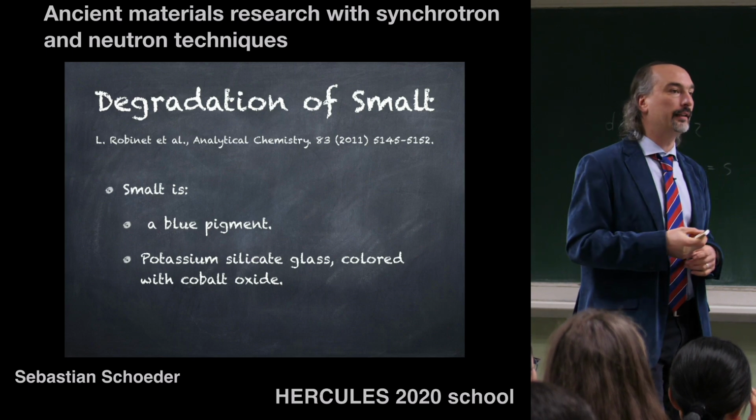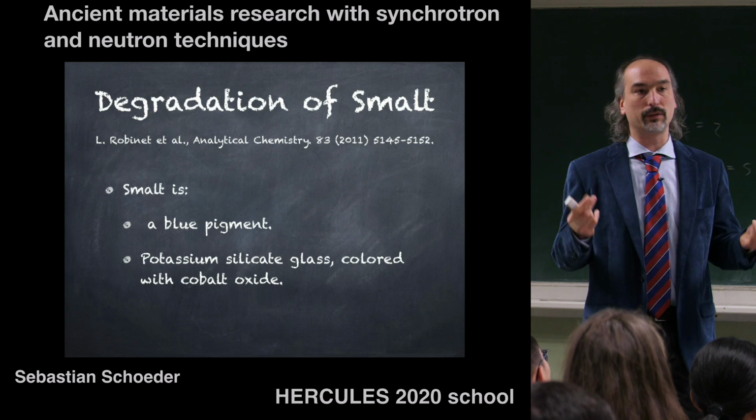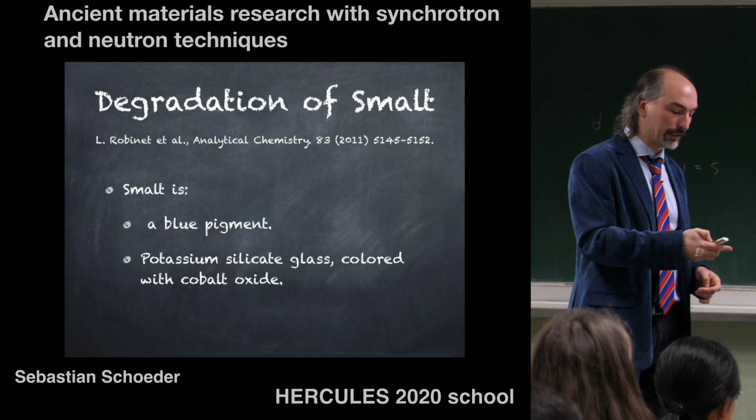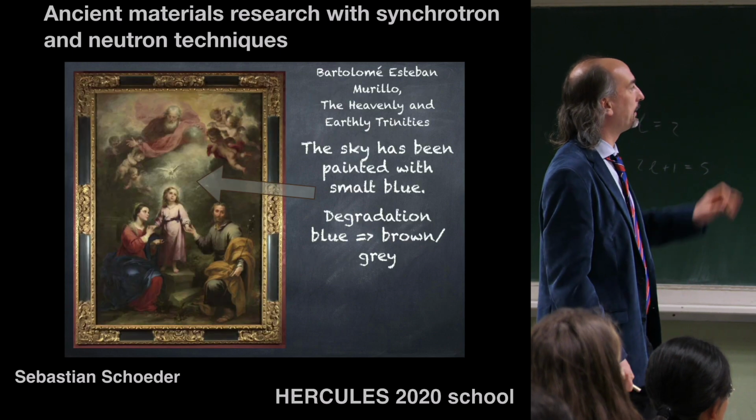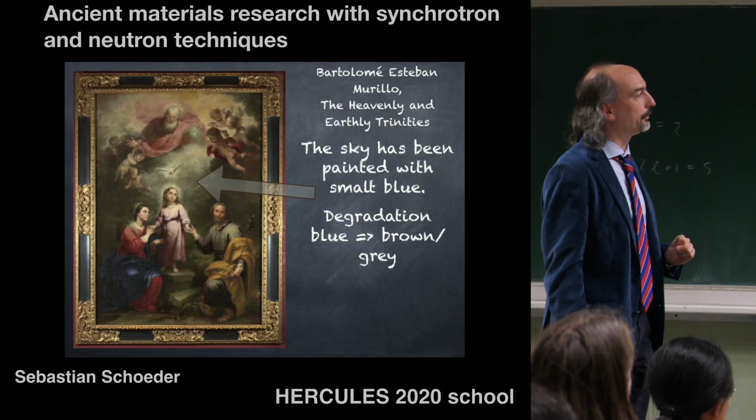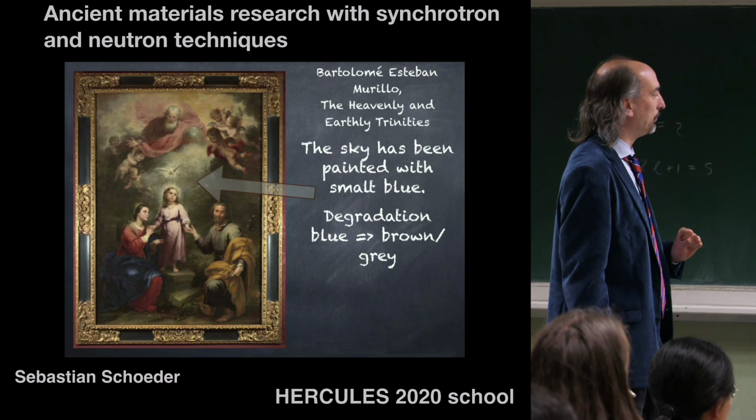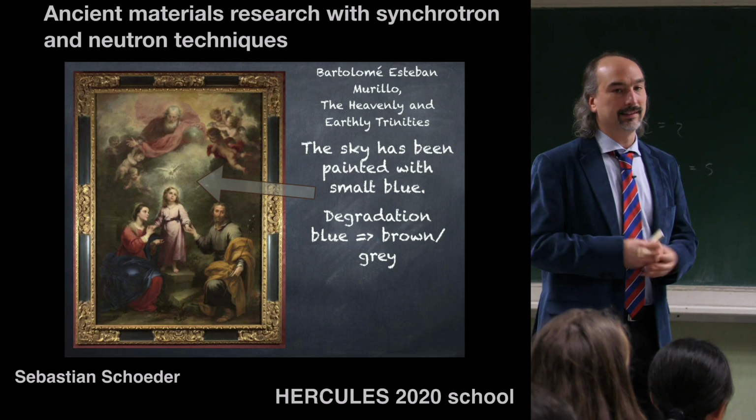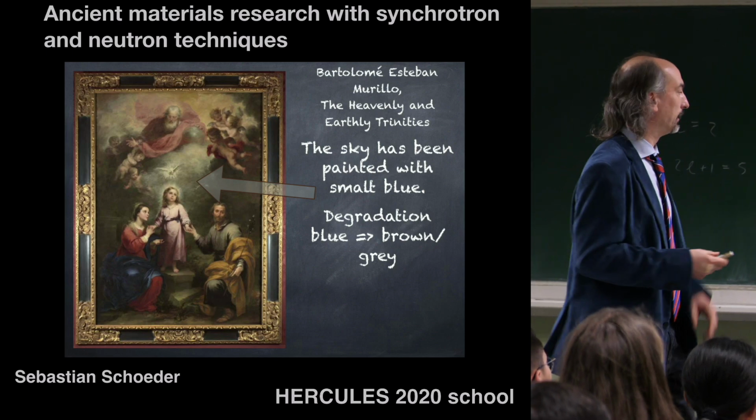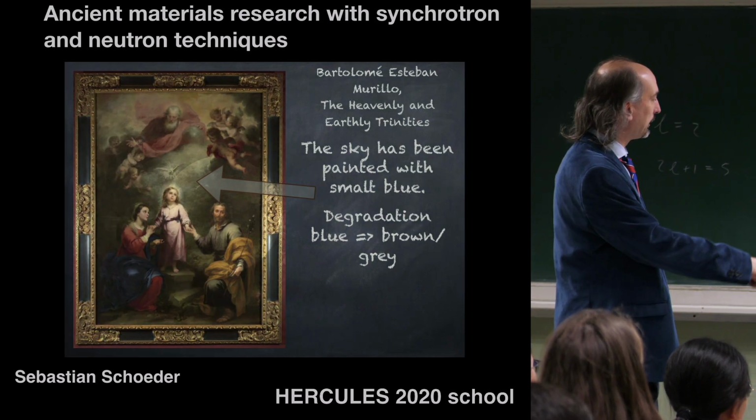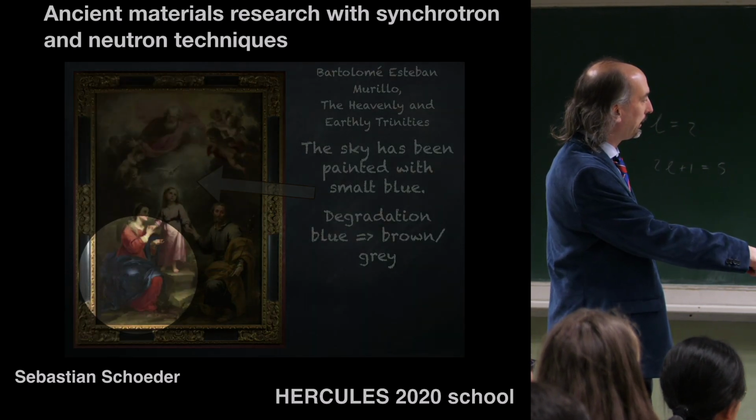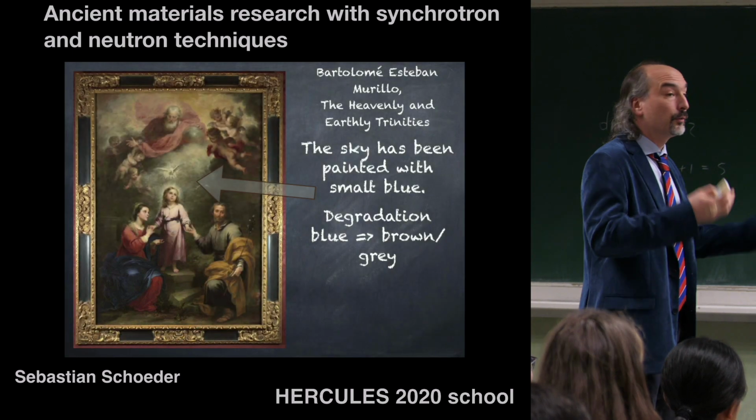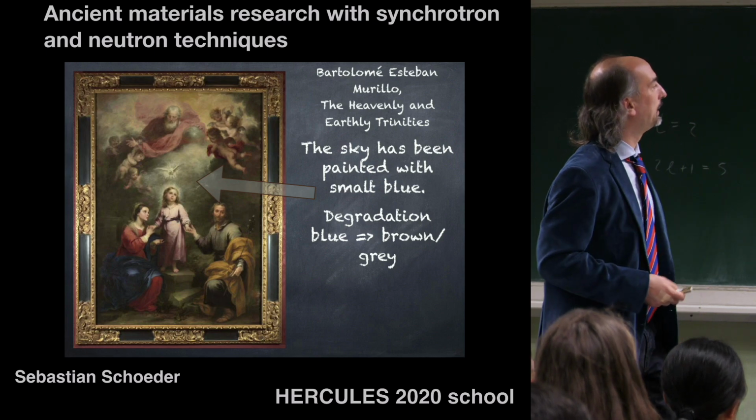And indeed, if you go to art galleries, you're often going to find paintings that have these grayish, brownish skies and things like that. This is typically a degradation due to this process. And you can see this, for example, in this painting called The Heavenly and Earthly Trinities, where the sky has been painted in blue. And you can see nowadays it's a brownish, grayish tone. That doesn't at all transpire the beauty of its original. And you can really see it's a problem with the smalt. For example, you see the texture here that Maria is wearing is still blue because it's another blue pigment that was being used for that. So the question is, what is happening here? Why are these pigments degrading?